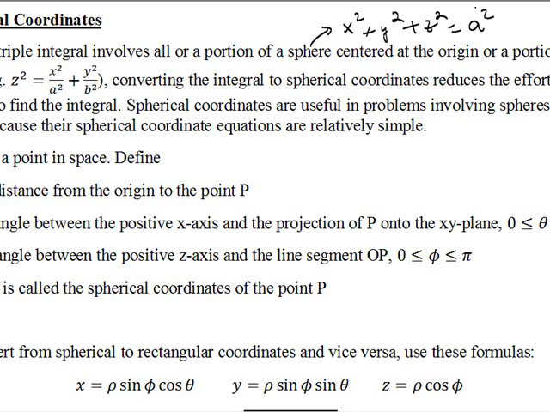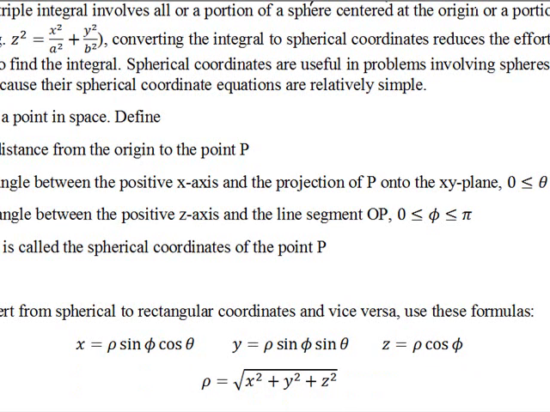So what are spherical coordinates? Let P be a point in space, and I'm going to show you how you define any point P using spherical coordinates. Rho, the Greek letter rho, is the distance from the origin to the point P. Theta is the angle between the positive x-axis and the projection of P onto the xy plane. Note that theta is similar to the theta in cylindrical coordinates. So whatever you did for cylindrical coordinates, that's what you do to find theta.